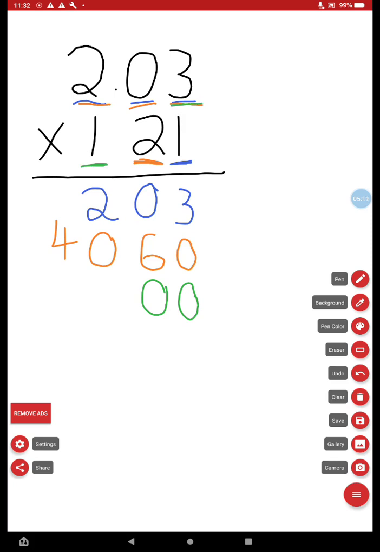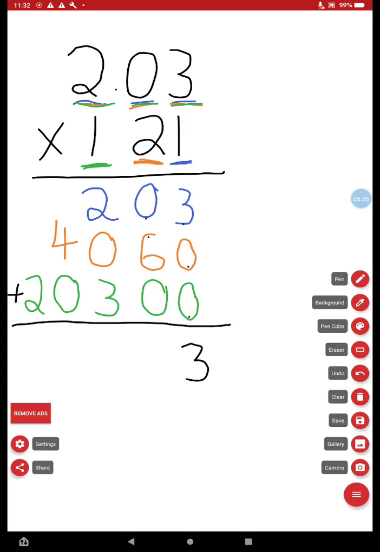1 times 3 is 3. 1 times 0 is 0. 1 times 2 is 2. Do you remember what the next step is? Now we need to add everything together. 3 plus 0 plus 0 is 3. 0 plus 6 plus 0 is 6. 2 plus 0 plus 3 is 5. Nothing plus 4 plus 0 is 4. And 2 plus nothing is 2.